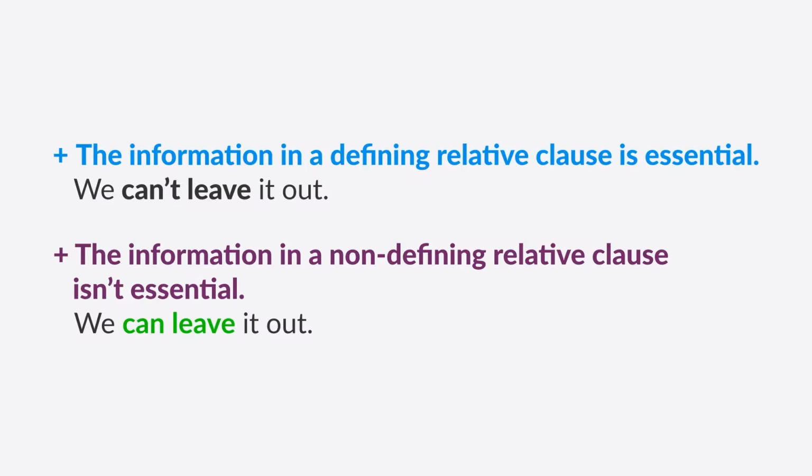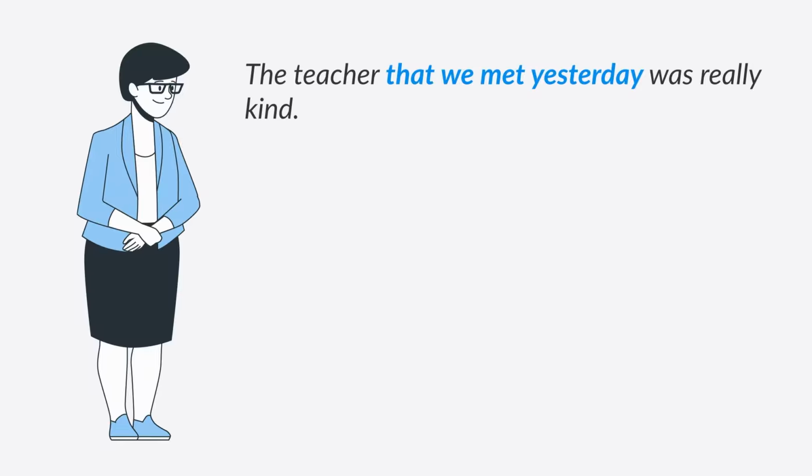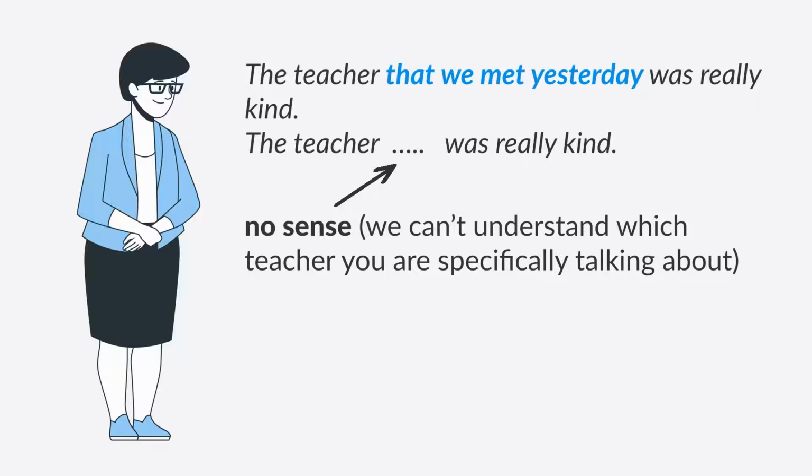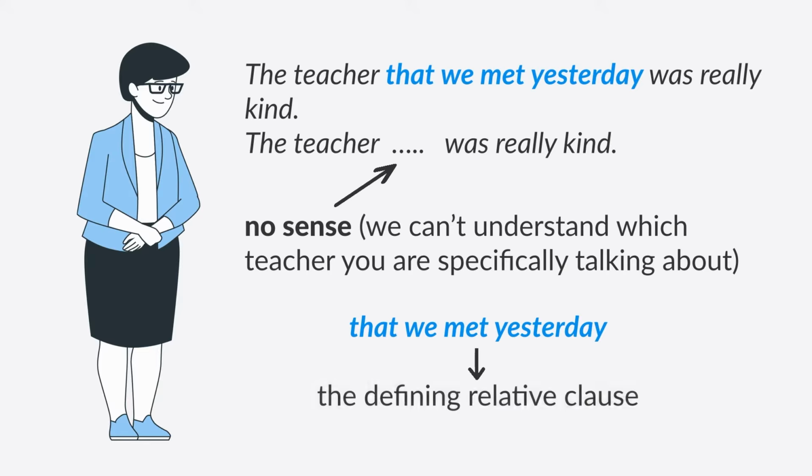Let's look at the following sentence. The teacher that we met yesterday was really kind. If we leave out the relative clause that we met yesterday, the sentence will have no sense. The teacher was really kind. We can't understand which teacher you are specifically talking about. So, that we met yesterday is essential information. This is the defining relative clause.